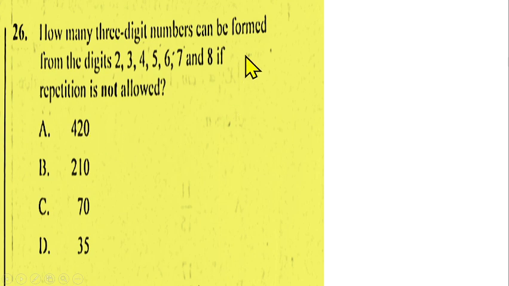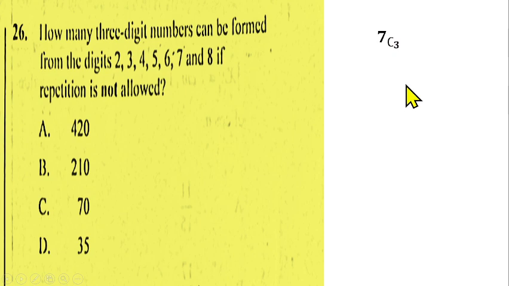Question number 26 is from the combination. How many 3-digit numbers can be formed from the digits 2, 3, 4, 5, 6, 7, and 8 if repetition is not allowed? So in a combination, repetition is not allowed, but in permutation, repetition is allowed. So that means this is a combination. We have how many digits here? 1, 2, 3, 4, 5, 6, 7. 7 digits, and you have to form 3 digits. So we have 7 combination 3.